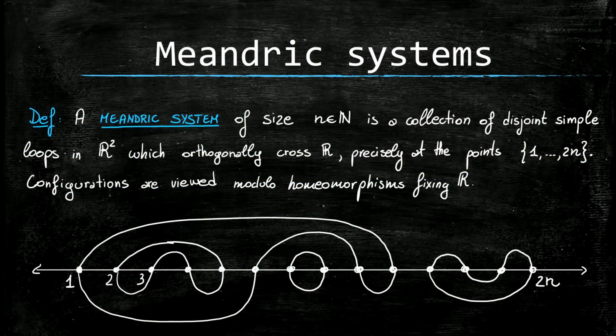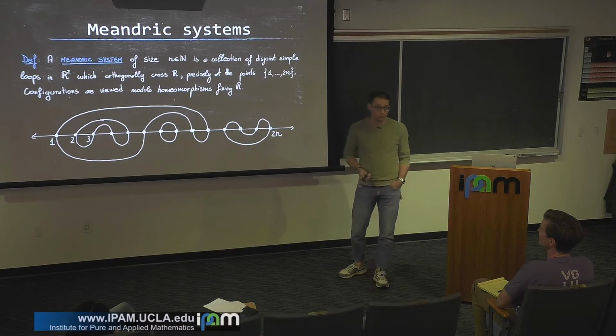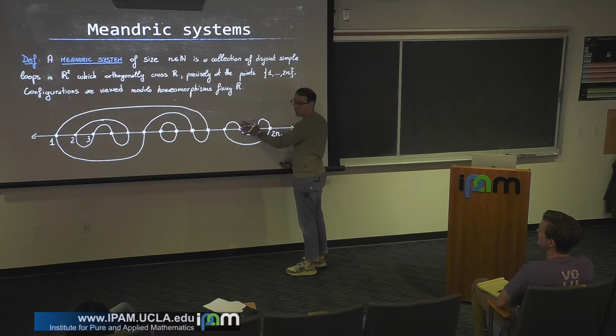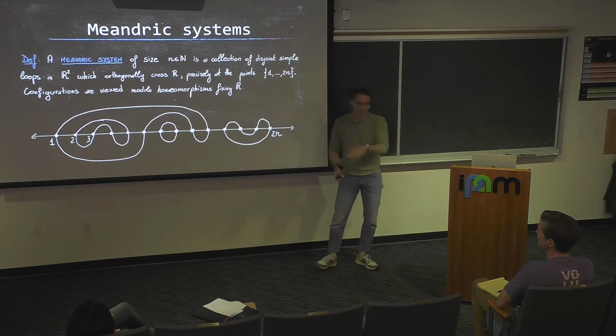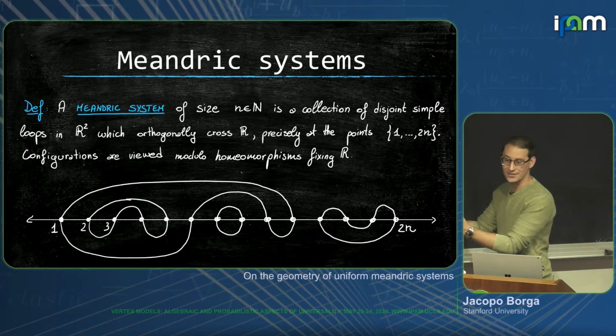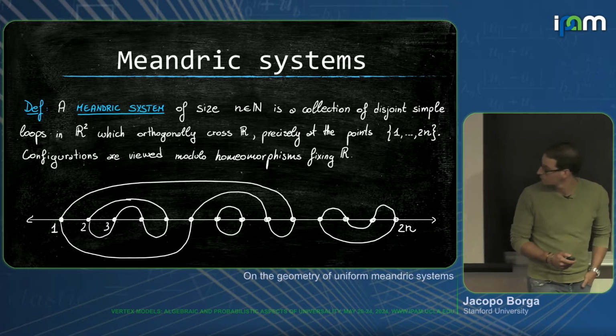So a meandric system is a very simple combinatorial object. It's a collection of disjoint simple loops in the complex plane, which cut the line orthogonally. And if I want a meandric system of size n, the number of cutting points is exactly 2n. And I will look at configurations modulo homeomorphisms of the complex plane which fix the line, and map the upper half plane into the upper half plane and the lower half plane into the lower half plane. If you don't like this definition, in a second I'll give you a second definition. But this is the kind of object that we are looking at.